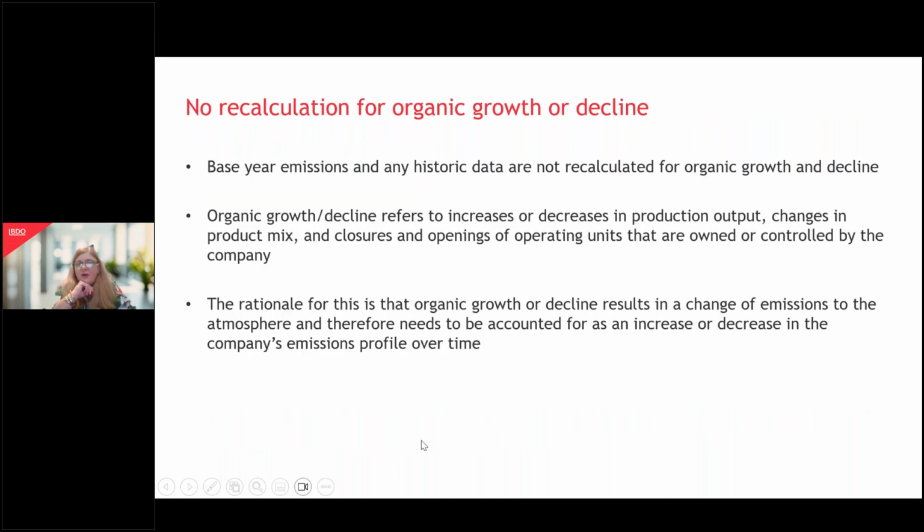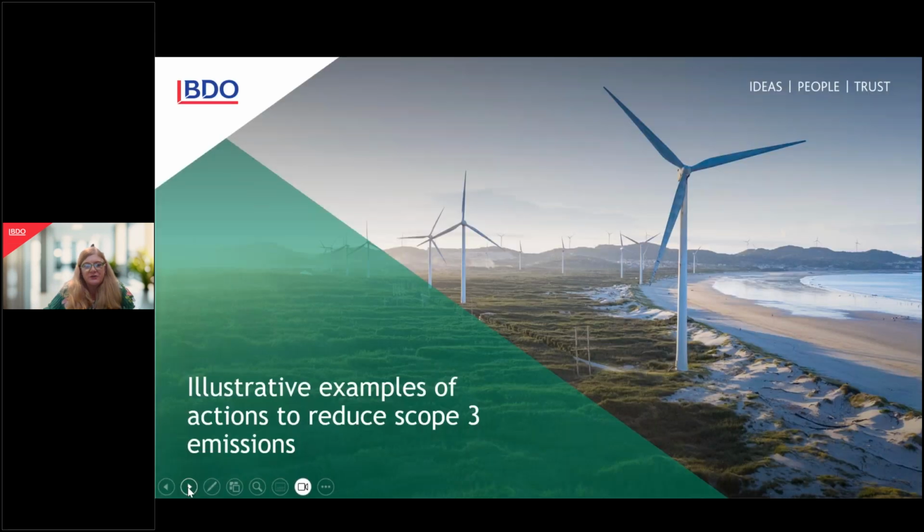There's no recalculation required for organic growth or decline. So base year emissions and historic data are not recalculated for organic growth and decline, and that's why for organic growth or decline, it might be better to set a target around intensity. So, consider this again. If we expect organic growth, do not set an absolute target because we won't be redoing the baseline. Instead, we're looking at intensity factors. So just a few things to consider.